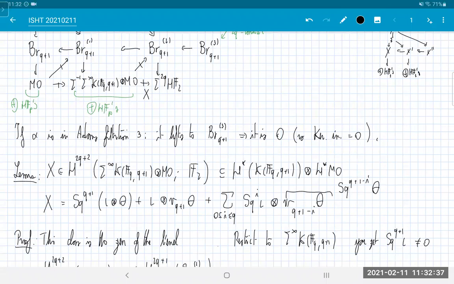This map here is a bit mysterious, but we can say something about the degree of the classes that appear there. I'm going to claim that this Eilenberg-MacLane space here, KF_2 Q+1, is certainly Q-connected. So if you look at the copy of F_2 sitting here in degree zero, all the compositions here are in degree at least Q+1. So it boils down to this: remember, I'm seeing these as sums of HF_2s.